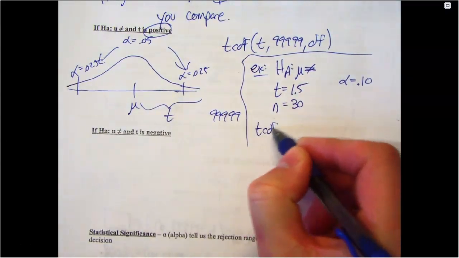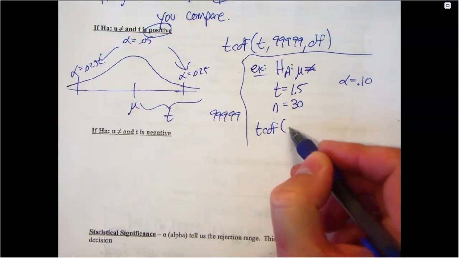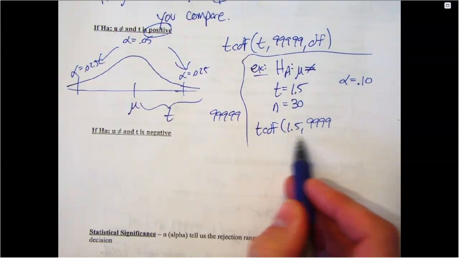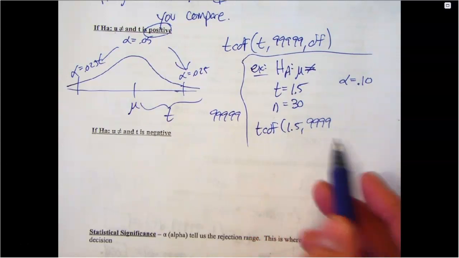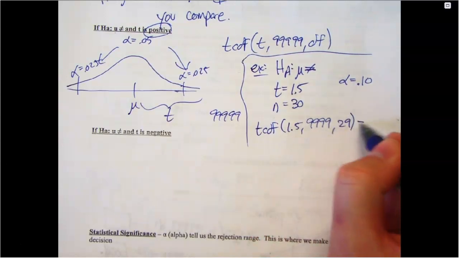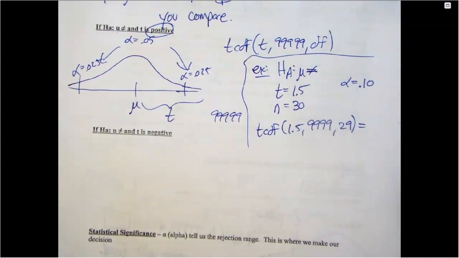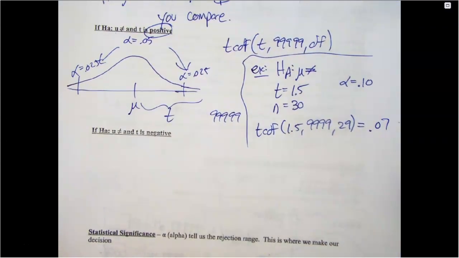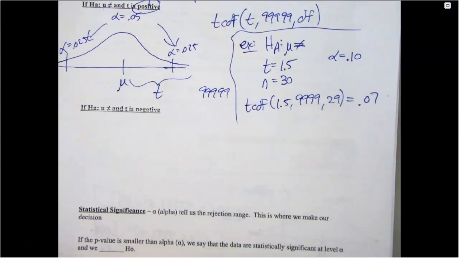So we would type in here tcdf. I've got a positive T value, and I want to always go to the tail, so I want to go above it. So I want to go to 999. Degrees of freedom is 29. This is perfect. This is exactly what the AP would do.